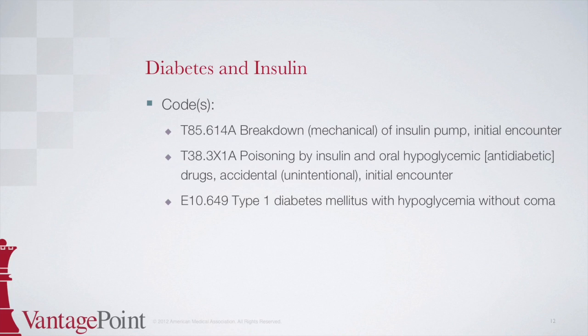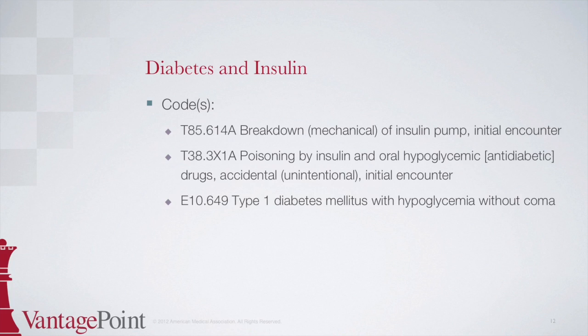The next code is T38.3X1A, poisoning by insulin and oral hypoglycemic antidiabetic drugs, accidental, unintentional, initial encounter. To find this code, go to the table of drugs and chemicals and then locate insulin. Since we know from the previous slide that an insulin overdose is considered an accidental poisoning, we would use the code in the accidental poisoning column, which is T38.3X1. When we confirm this code in the tabular, we see that a 7th character is required and A would again be used.